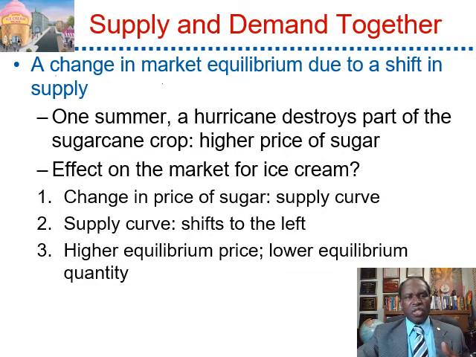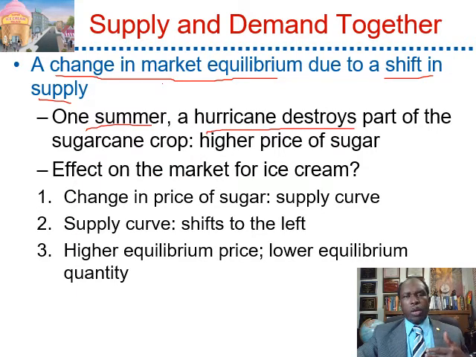Now let's talk about a change in the market equilibrium due to a shift in supply. For instance, one summer a hurricane destroyed part of the sugar cane crop, leading to a higher price of sugar. What is the effect on the market for ice cream? Let's use the three steps for analyzing change in equilibrium.